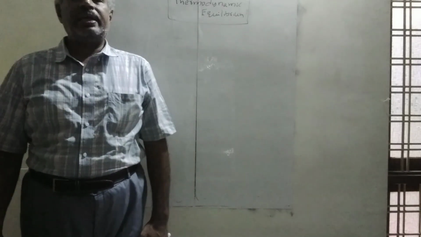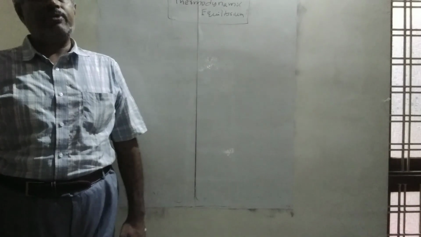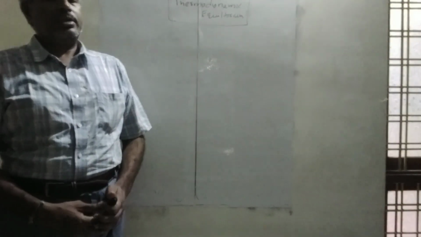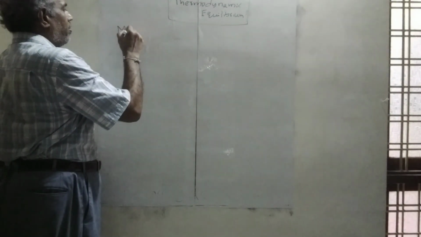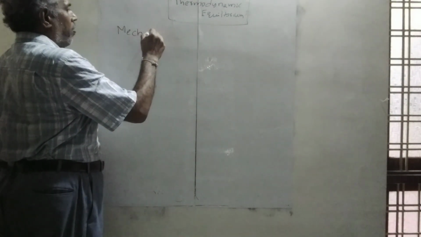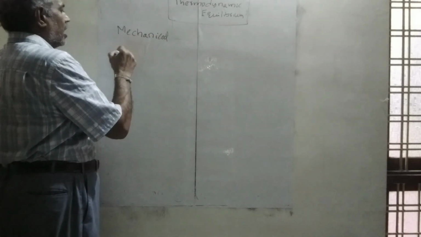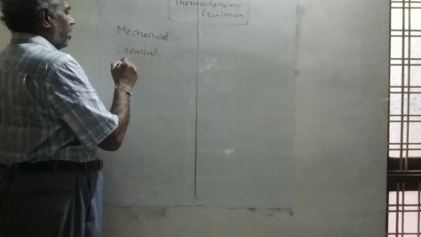So, for any thermodynamic device or thermodynamic system to be in equilibrium, it should satisfy three conditions. One is mechanical equilibrium, the second one is chemical equilibrium, and the third one is thermal equilibrium.